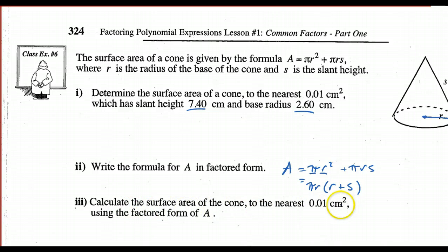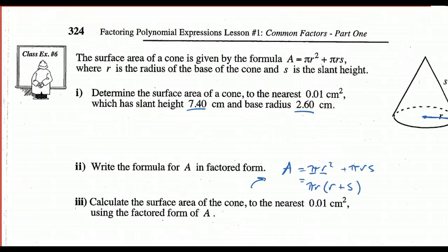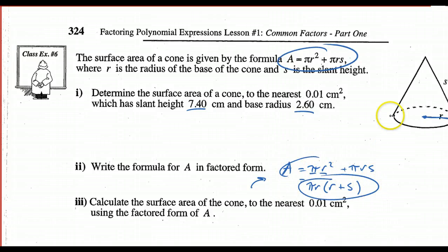Okay, and now the third part asks you to calculate the surface area of a cone to the nearest, again, the same thing you did in A, but using this formula. And in part 4, they want you to compare and see which method was easier. So I want everybody to do that at home. Use this formula, then use the factored version of it, and see which way is quicker, or which way you like better when you find the total area.